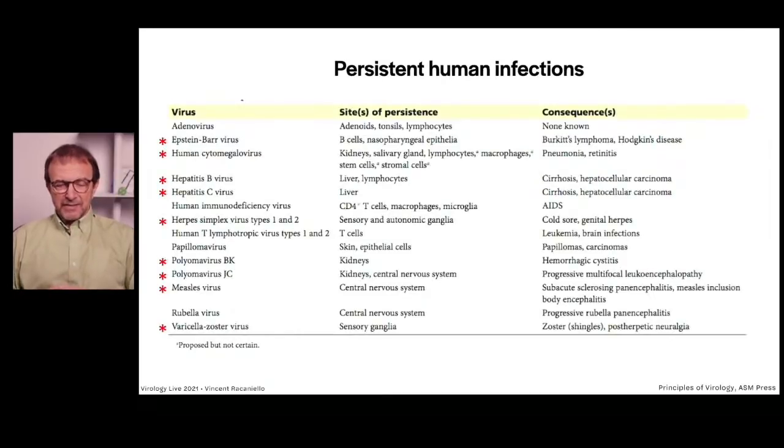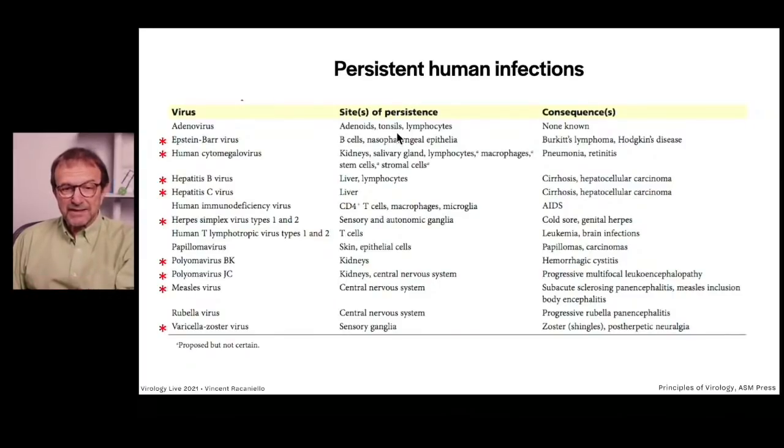Here's a table of persistent human viral infections. We will talk about most of these today. The ones that have a red asterisk, we're going to talk about those. You can see here's a list of the virus, the sites of persistence in the body, and the consequences of disease. At the very top is adenovirus, which can persist in a number of organs.